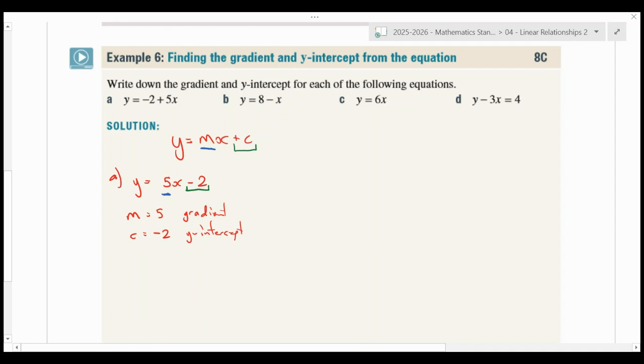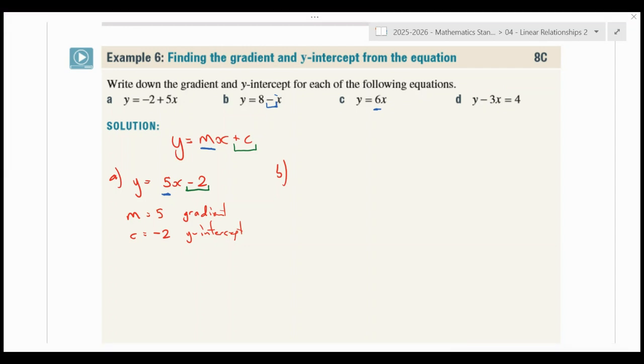So what we're going to do now is we're going to have a look at these other ones. Do we need to rearrange them? If we need to rearrange them, what do we need to do? So let's have a look at question B. What I'm going to do is for B, C, and D, I'm going to underline all the numbers for the gradient in blue. So in front of the x, we have a minus, and then there's no number there, which means we've basically got minus 1. In front of the x over on question C, we've got a 6. And in front of the last one, it's got a minus 3, but you've got to watch out because it's over there with the y. So we're going to leave it for a little bit. We'll come back to it.